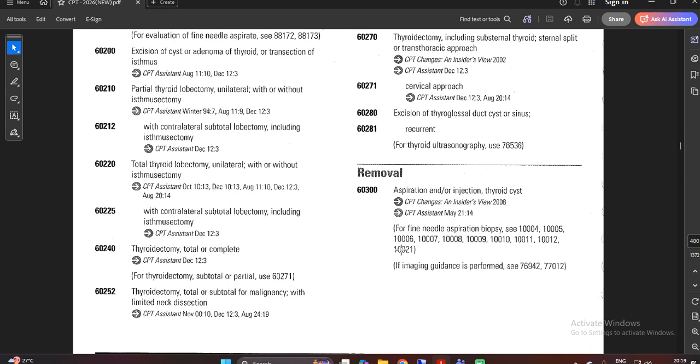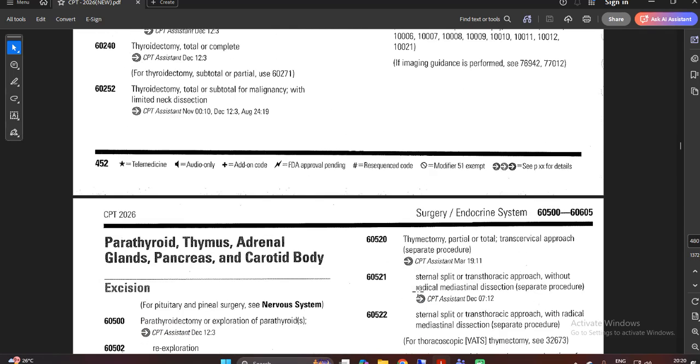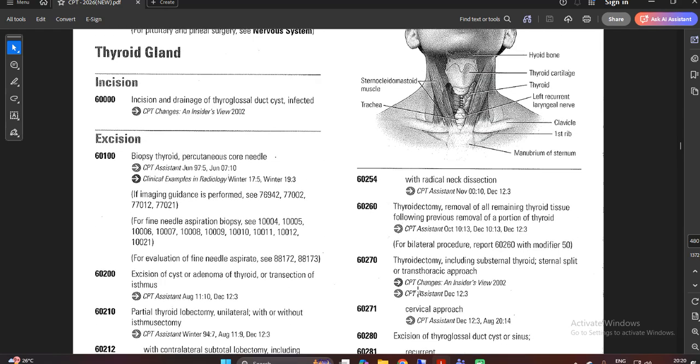Okay. Next we have 60300, aspiration and/or injection of thyroid cyst. See here, as it is a cyst, they did not mention excision. They have mentioned aspiration. Why? Because a cyst always contains fluid. A cyst does not contain tissue. That's why they have mentioned aspiration. Next, if the patient uses imaging guidance, you need to use 76942 and 77012. Simple.